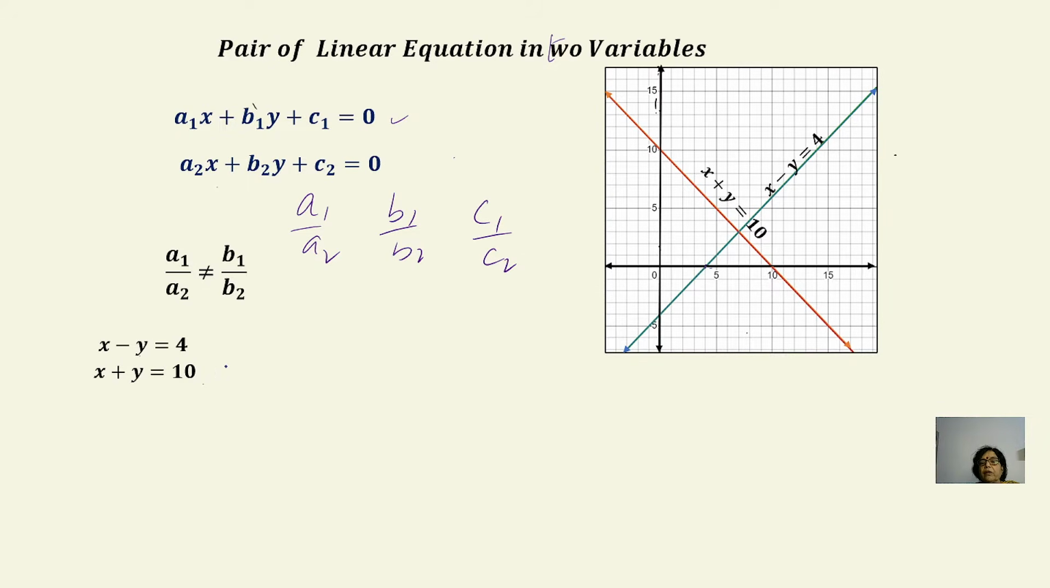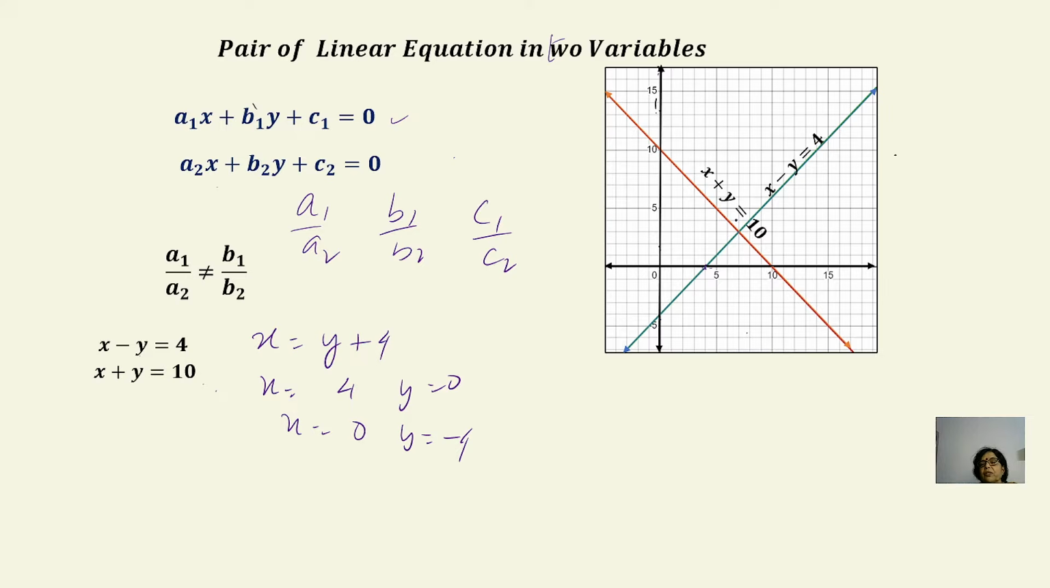Let us see a very simple example: x minus y is equal to 4 and x plus y is equal to 10. Here, x is equal to y plus 4. If y is 0, x is equal to 4. And if x is 0, we get y is equal to minus 4. So x is 0, y is minus 4; y is 0, x is 4. So this is the graph line.